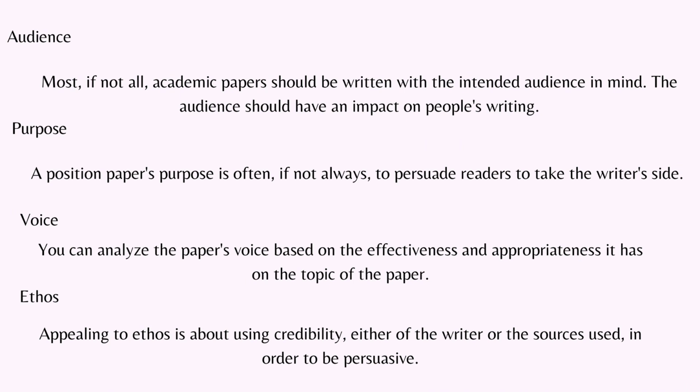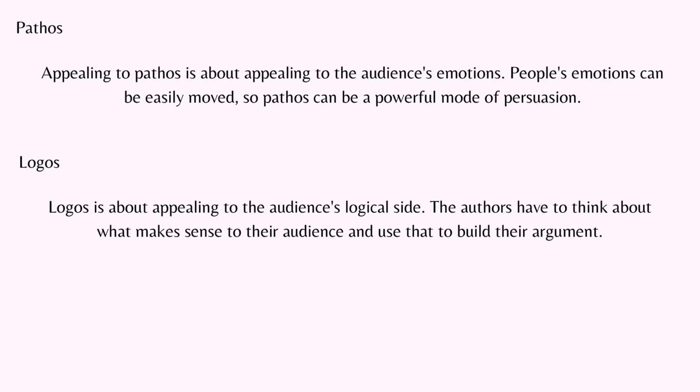Ethos. Appealing to ethos is about using credibility, either of the writer or the sources used, in order to be persuasive. Pathos. Appealing to pathos is about appealing to the audience's emotions. People's emotions can be easily moved, so pathos can be a powerful mode of persuasion. Logos. Logos is about appealing to the audience's logical side. The authors have to think about what makes sense to their audience and use that to build their argument.